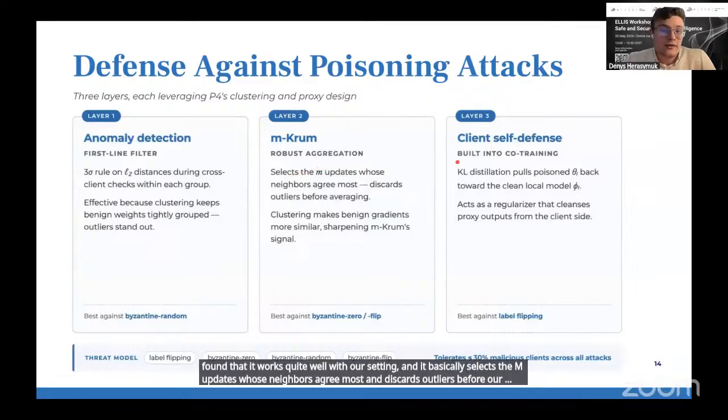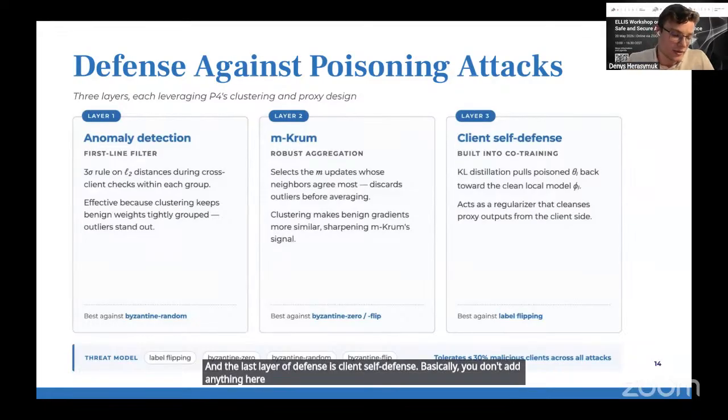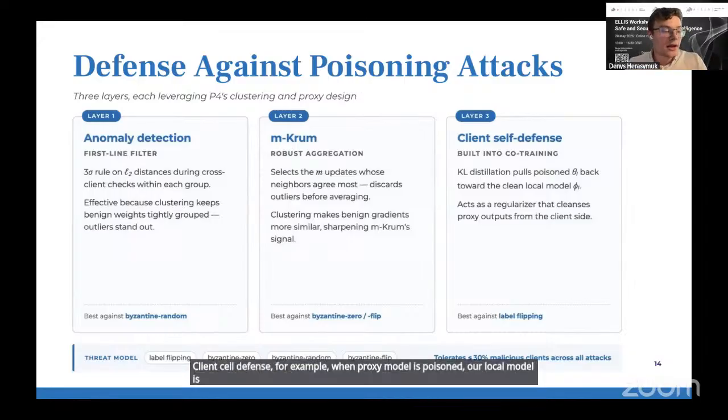And the last layer of defense is client self-defense. Basically, we don't add anything here. We get it from our local proxy separation. We show that this KL knowledge distillation can also help with client self-defense. For example, when the proxy model is poisoned, our local model is always clean. And this means that this knowledge distillation from local to proxy can also help the proxy model to become cleaner.